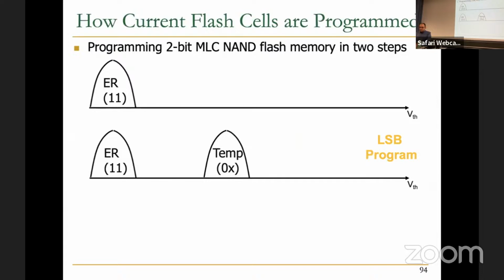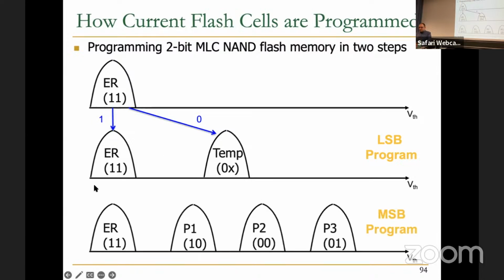And the way that we usually program MLC is that from the erased state, we go to the LSB program, where we only program the LSB. It's kind of like big endian here. So for erased, you don't do anything, but when you want to program the LSB to 0, you go to this temporary state. And then from the erased state, you can increase the threshold to go to P1. And from the temp state, you can increase to P2 or P3. This is considered the two-step programming that we have for MLC.